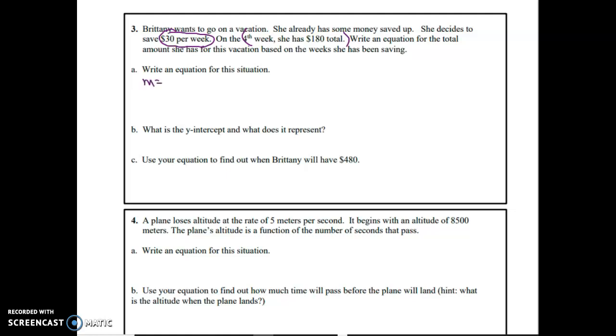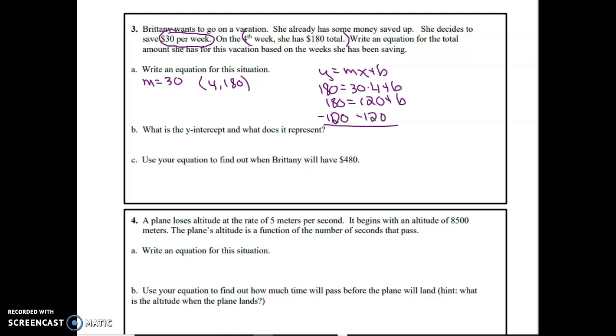So I have my M, I have my point. Time to write my equation and figure out what B is, how much she already has saved up. So 180 equals 30 times 4. Multiply and solve. That's supposed to be 120. Okay, so B equals 60.